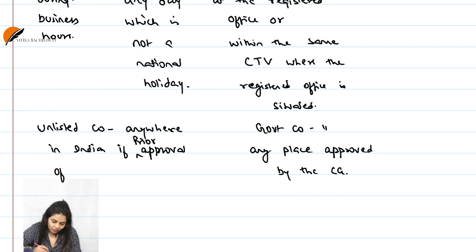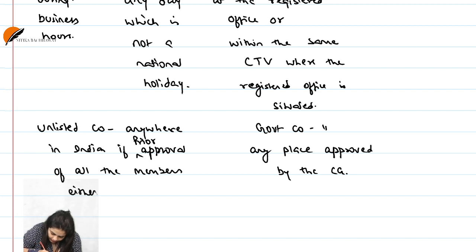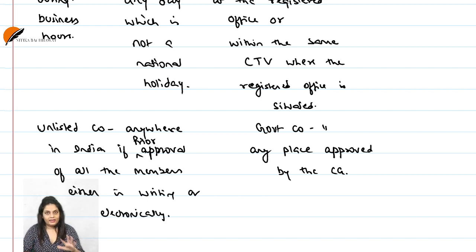So prior approval of all the members, either in writing or electronically. Before I decide to call the meeting anywhere else, this is only for an unlisted company, not for every company. If you are an unlisted company, you can call the meeting anywhere in India, but you have to first get the approval of all your members.